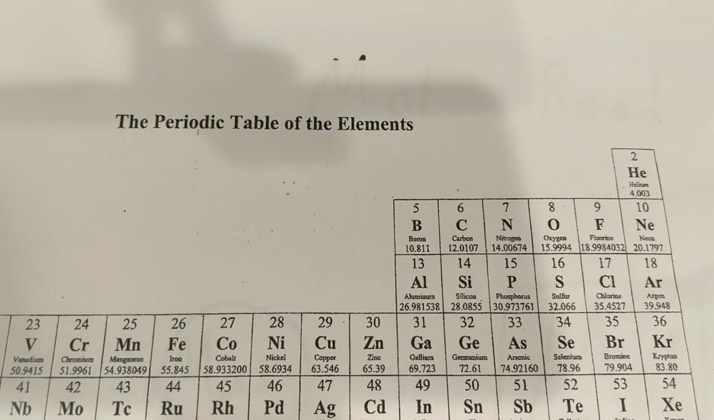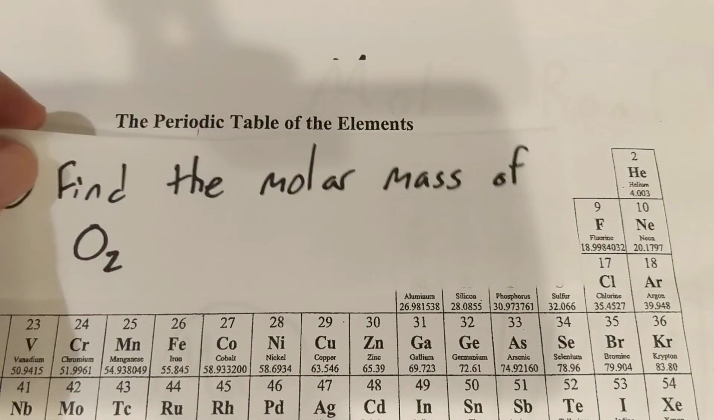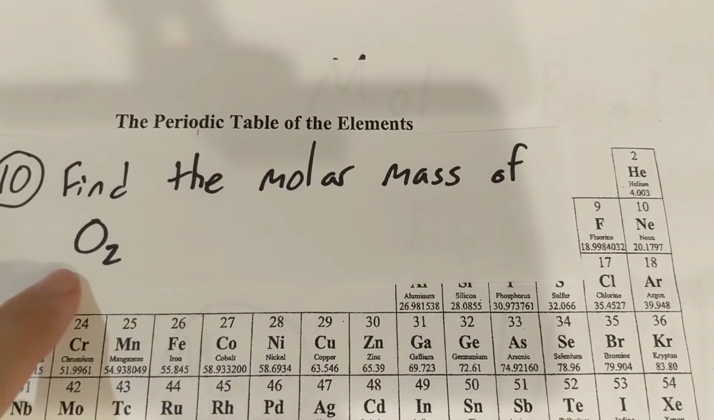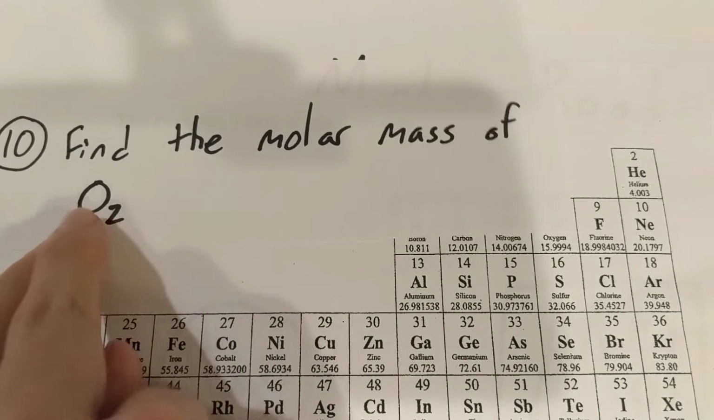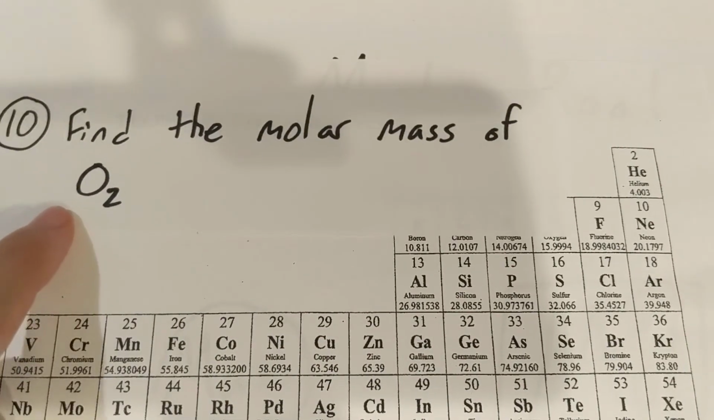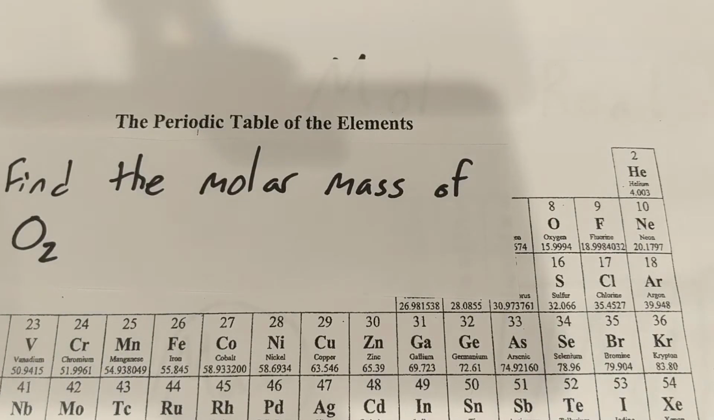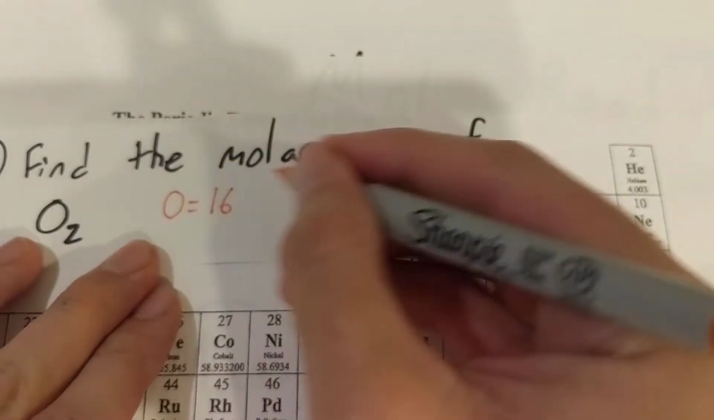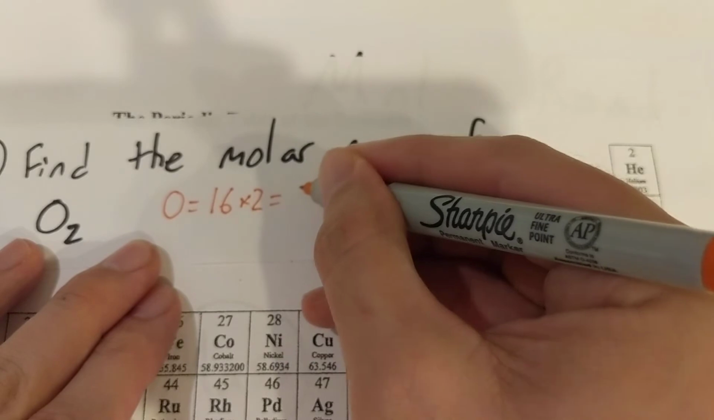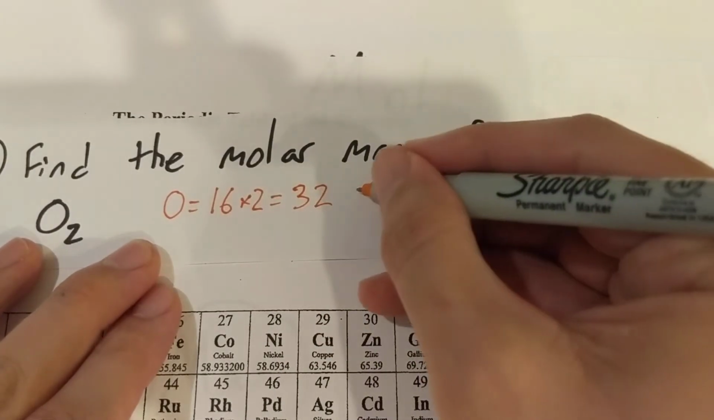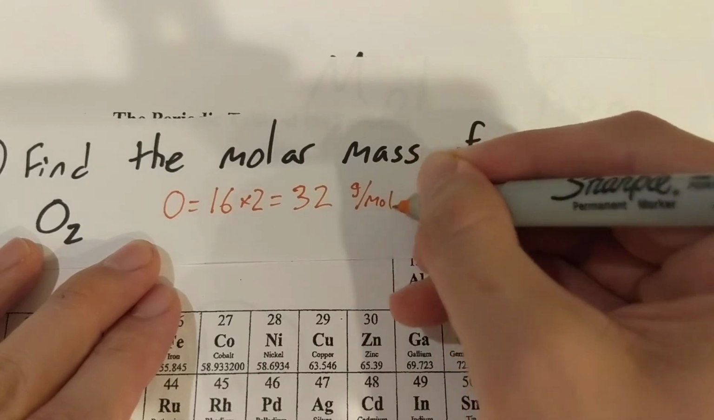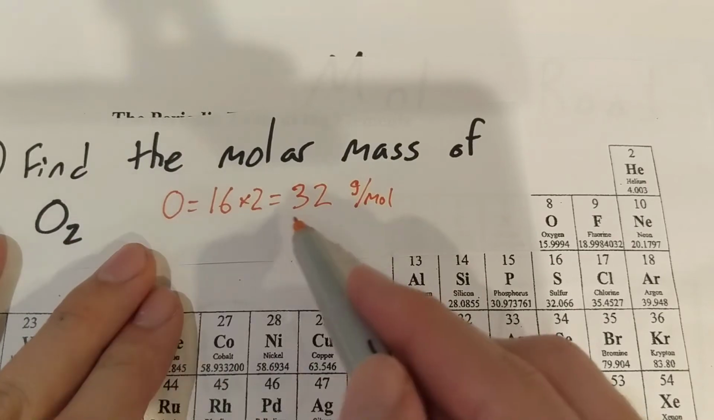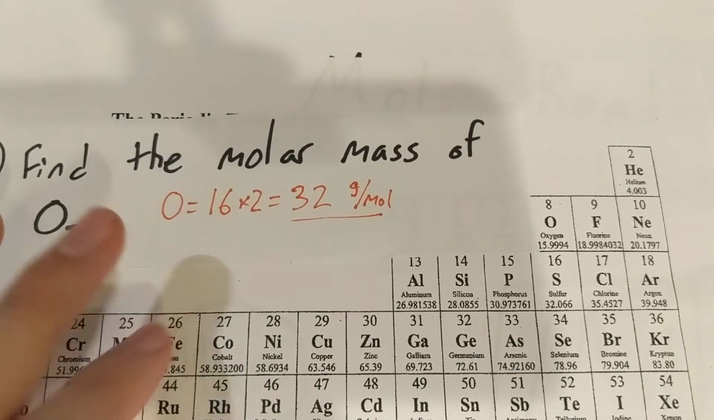All right, let's do another one just for some good practice. What if I wanted to find the molar mass of oxygen, a molecule of oxygen? So this is oxygen, but we have 2 of them. Remember, we just found the molar mass of 1 oxygen. 1 oxygen was 16. In this case, we have 2 of them, so we have to multiply by 2. And we should get 32 grams per mole. And that's our answer because there are no other elements there. So the molar mass of O2 is 32 grams per mole.